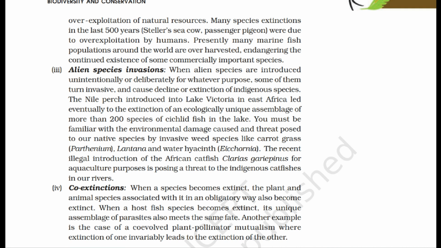Alien species invasions. When alien species are introduced unintentionally or deliberately for whatever purpose, some of them turn invasive and cause decline or extinction of indigenous species. The Nile perch introduced into Lake Victoria in East Africa led eventually to the extinction of an ecologically unique assemblage of more than 200 species of cichlid fish in the lake.